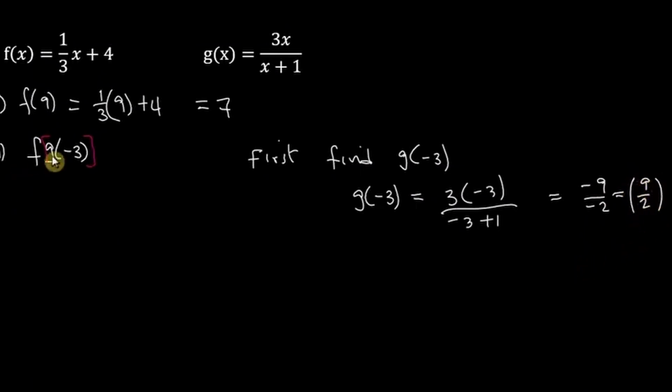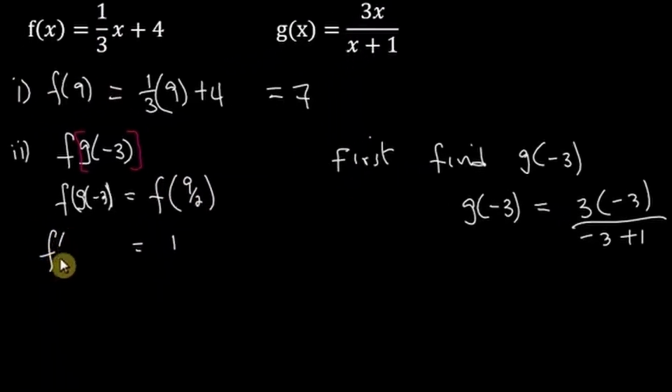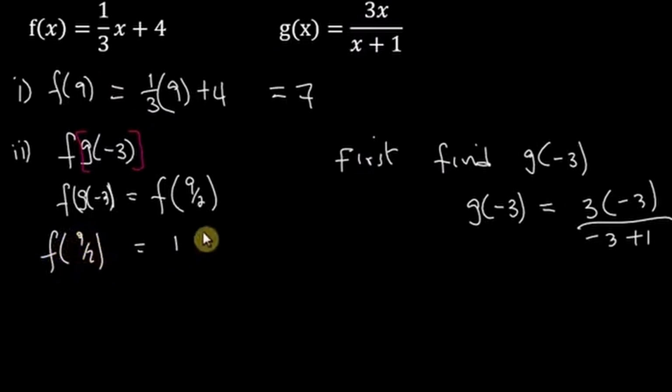So we can go back here and simply write f of g of negative 3 is essentially the same as f of 9 over 2. So replace x with 9 over 2 in f of x. So f of 9 over 2 is equal to 1/3 of 9 over 2 plus 4, and that is equal to 11 over 2.